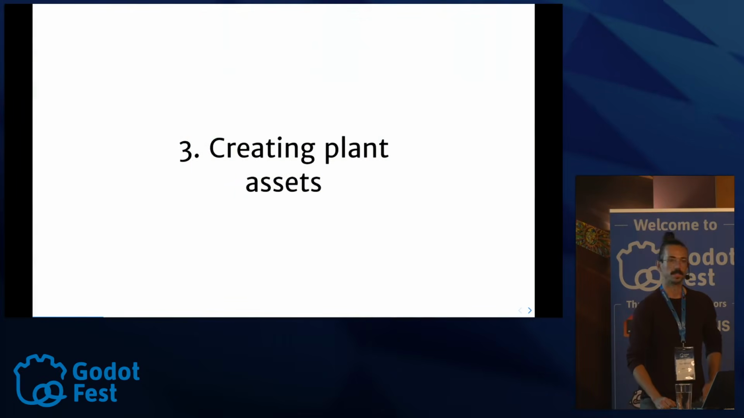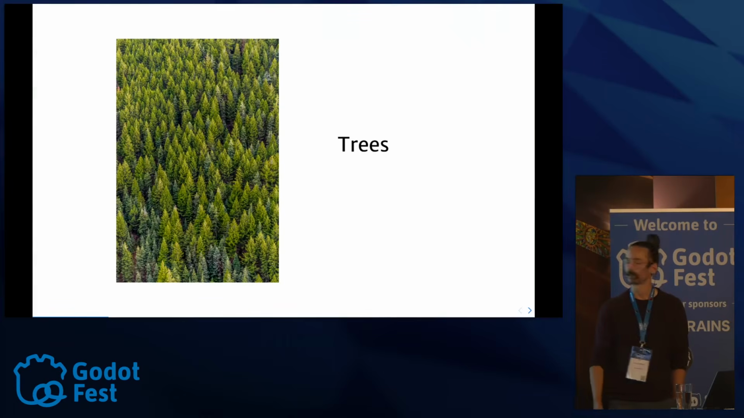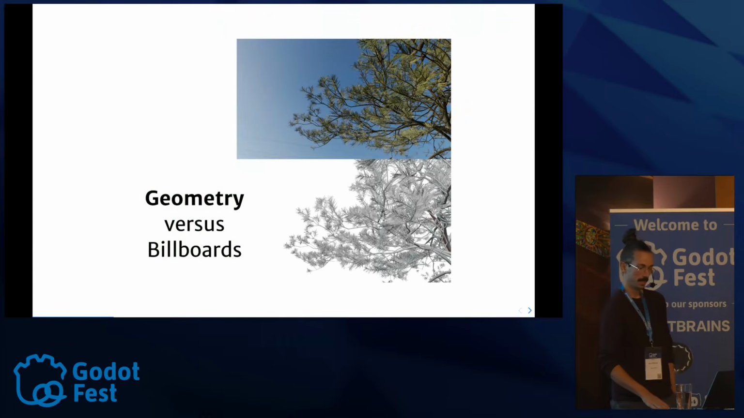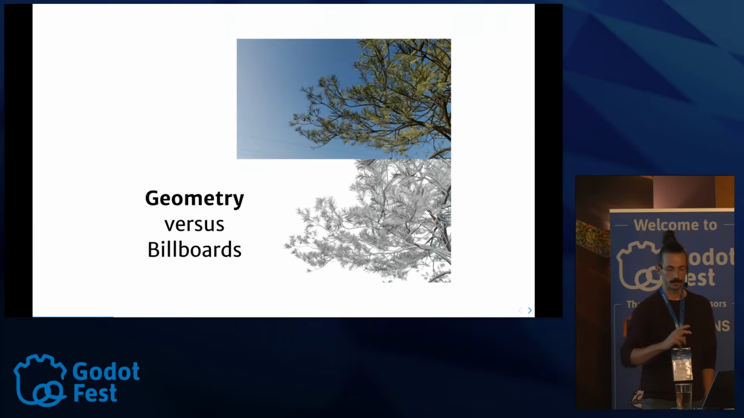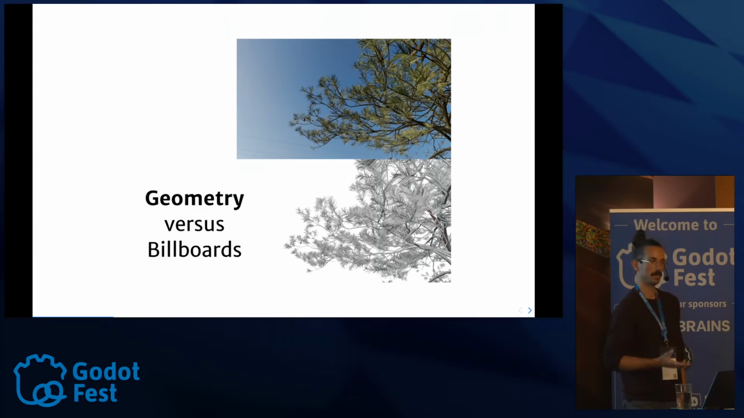So, how do we create plant assets? Let's start by looking at trees. Essentially, the choice you have to make is whether you use geometry or billboards. So here what you see is geometry. This is a tree which is actually modeled right down to every needle. Every needle is geometry. As you can imagine, by looking at this geometry, that's not really feasible for games. Even loading this one tree into the engine makes it struggle quite a bit.